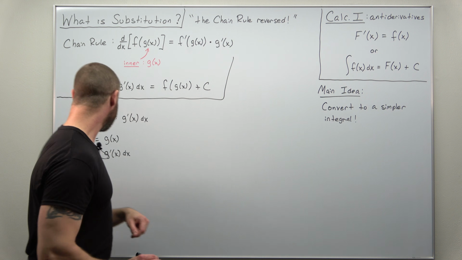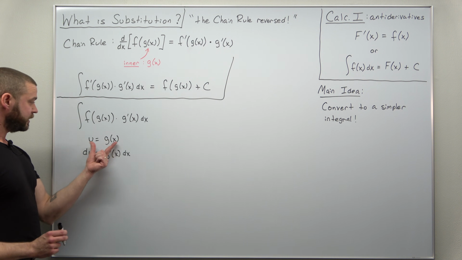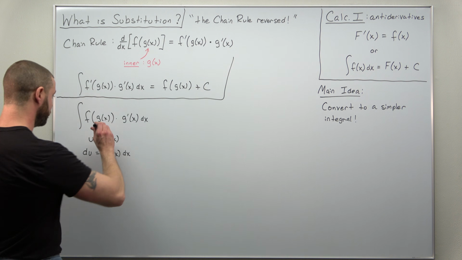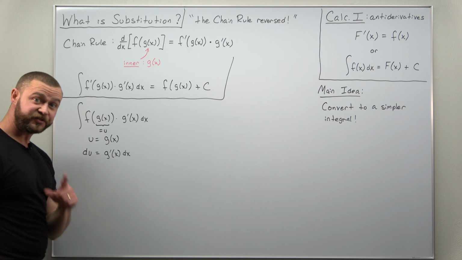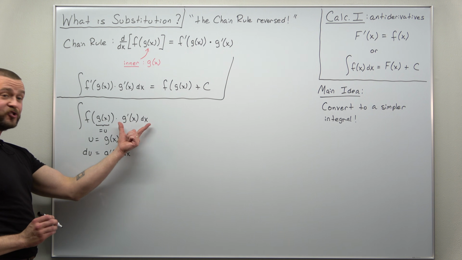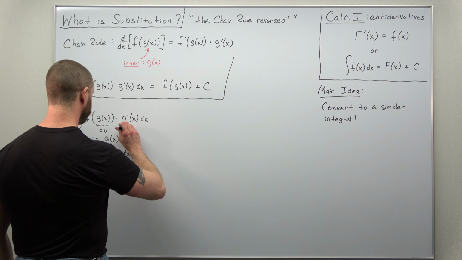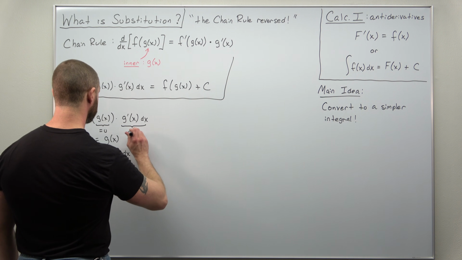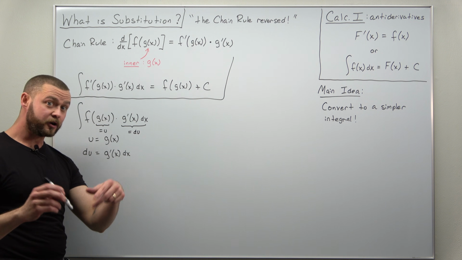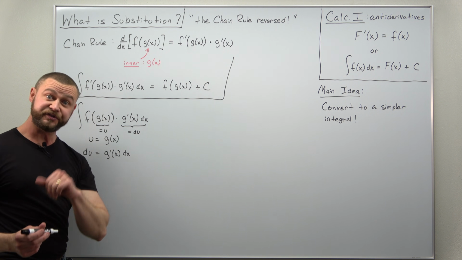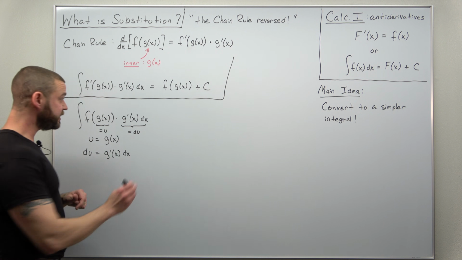And let's go ahead and do that. Notice here f of g of x is being replaced with u. So I can replace that inside with u, and g prime of x dx, that's just going to convert to du. And if you write down your conversion, your simpler looking integral, we have f of u times du.